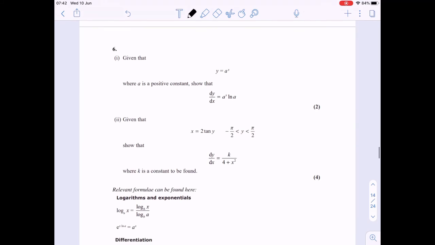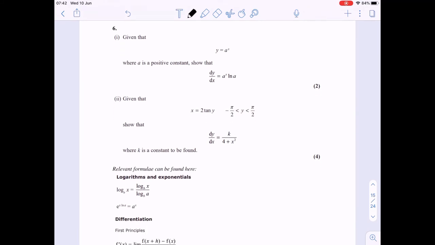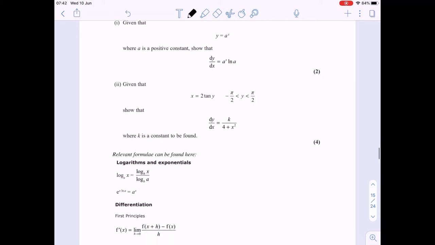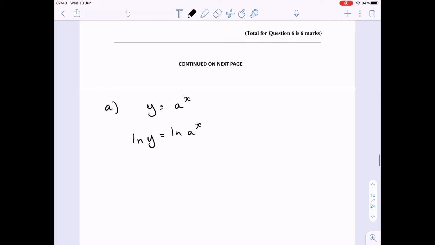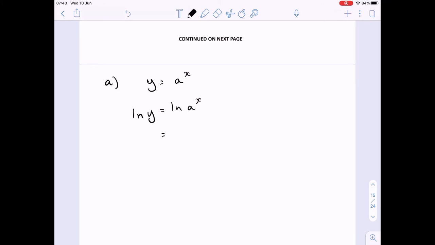Okay, question 6. Okay, we've got one of the standards here. Show that when we differentiate a to the x, it becomes a to the x ln a. Okay, so the way we go about this is taking logs. If we say y equals a to the x, we can rewrite this as ln y equals ln of a to the x, or we could say that using the power rule, this is x ln a.